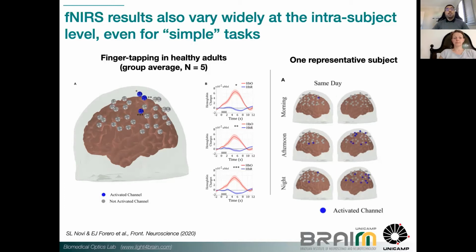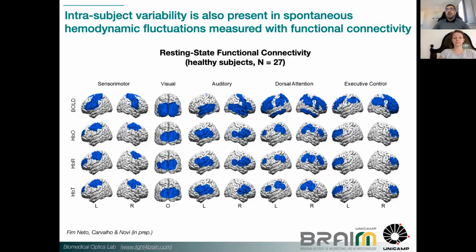And it can get worse, because even if you get the same subject and do the same experiment 3 times on the same day, at different times of the day, morning, afternoon, and night, what you see is, again, a different response. So there is a high variability even for the same single subject performing the same single task. So despite this across-subject variability, there is an intra-subject variability that is present in a lot of the data that we see.